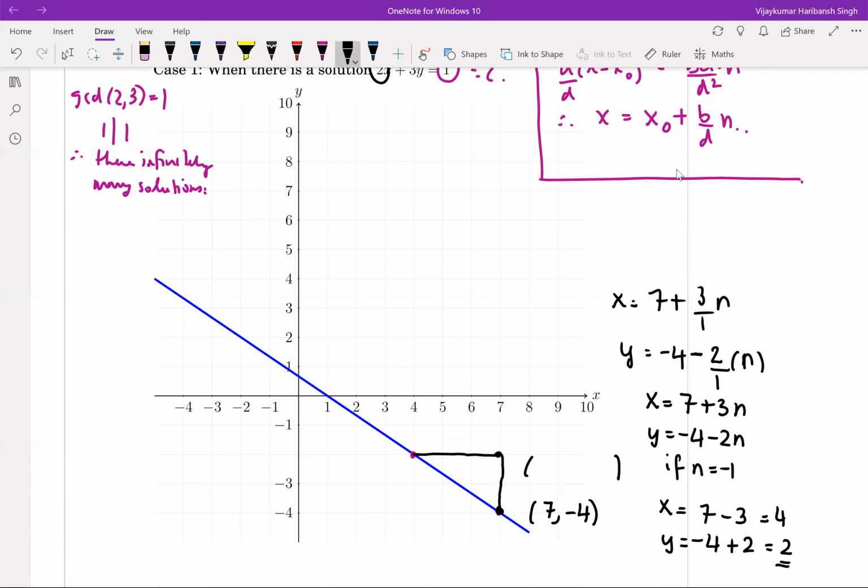Then again, I can go to the next solution by hopping up 2 units and going right by 3 units. Again, I can go up 2 units and right by 3 units. Up 2 units, right 3 units. So this is how you can transfer through all the solutions on the lattice.